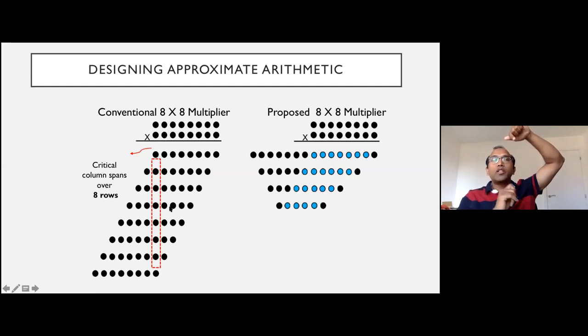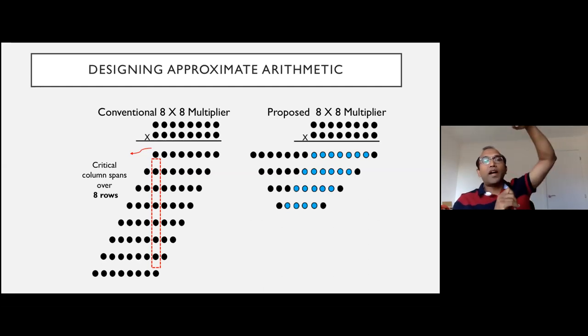So what my PhD student and RA, Isa, did is that he created something called significance-driven multiplier design, where he approximated the fact that we will not be doing the actual addition.